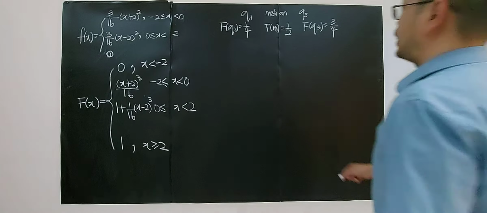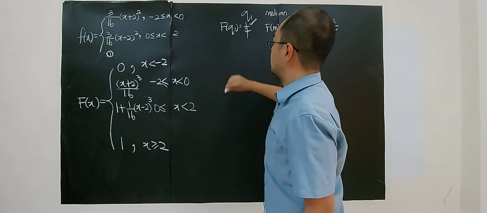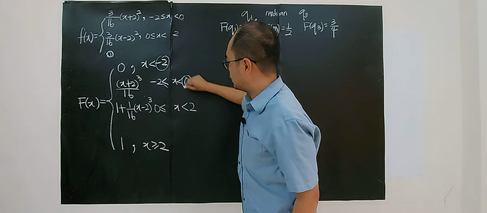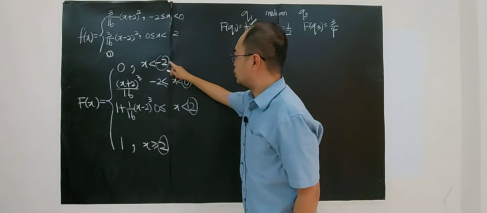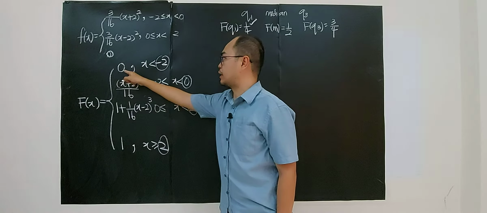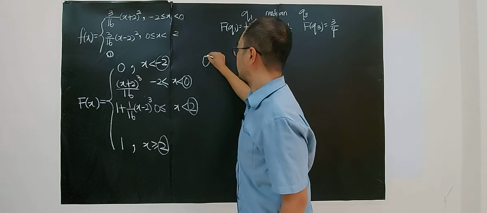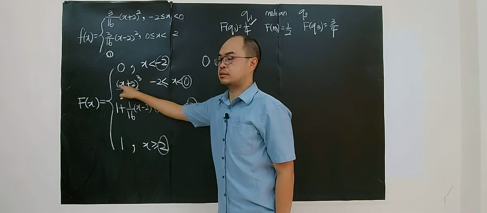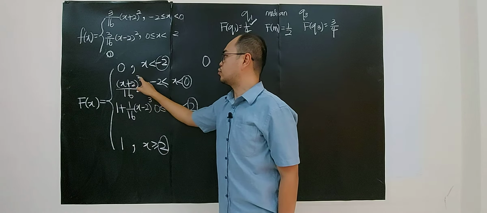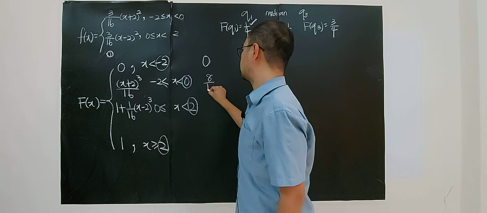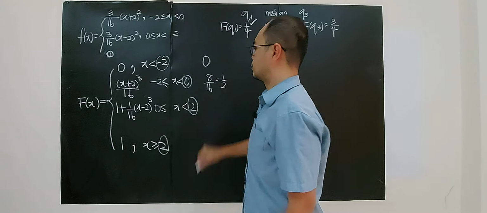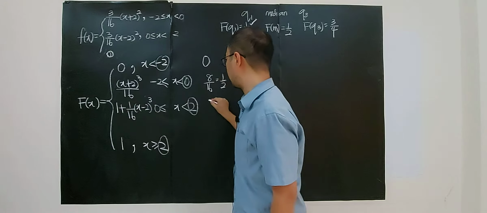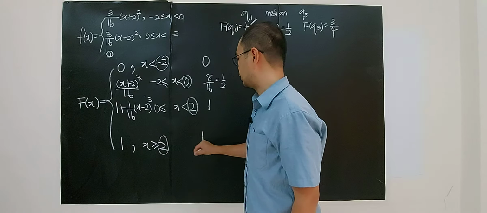To find the first quartile, very easy. Always look at the values up here. You just substitute these into the function if there is a function. But now it's 0, definitely here will be 0. If you substitute 0 here, what are you getting? You are getting 2 power 3, which is 8/16, which is 1/2. And when you substitute the 2 here, 2 minus 2, you're getting 0, so you're getting 1. And here is also definitely 1.